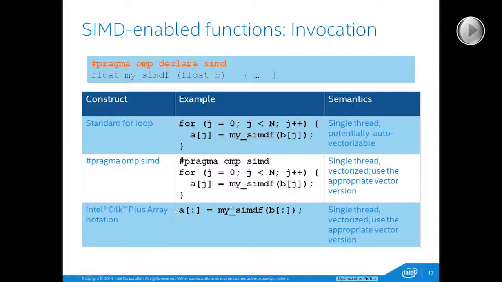And finally, the same vector variant of this function can be invoked using the array notations, where you invoke the function explicitly by specifying vector arguments, and you also receive the vector results back. So this is how you invoke a function which is SIMD enabled. All three variants are supported.